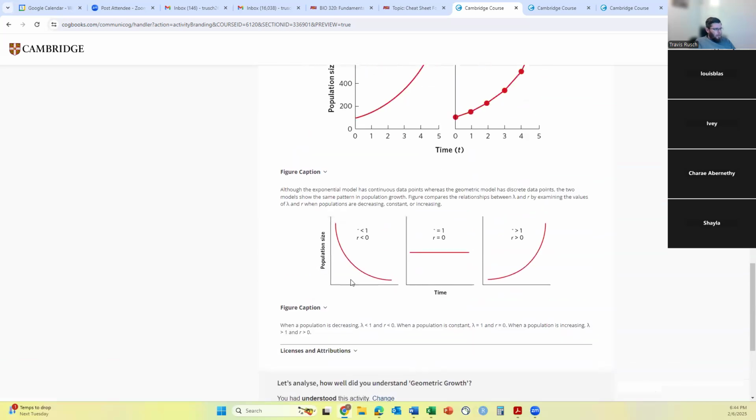And here, this is something that's interesting too, right? It talks about the values of R and the values of lambda. For lambda, if it's less than 1, it's going to be decreasing. If it's equal to 1, we have a stable population. If it's greater than 1, it's going to be increasing. This is supposed to be lambda, but it got cropped out of this image in Cogbooks, unfortunately. And then same with R, right? If it's less than 0, we're going to have a decreasing population size. If it's equal to 0, it'll be stable. And if it's greater than 0, it'll be increasing. So these values are going to be important to recall, in how they relate to the growth of the population.